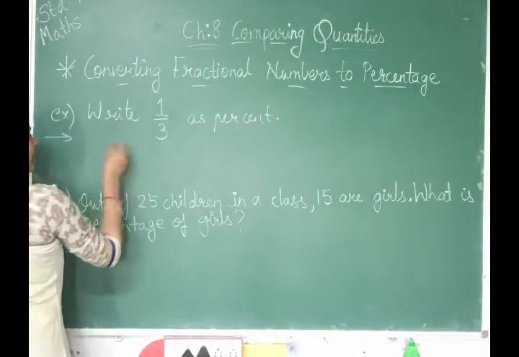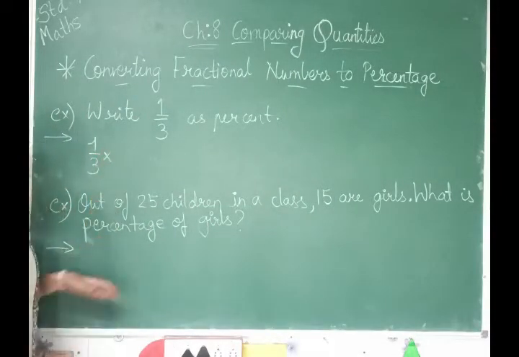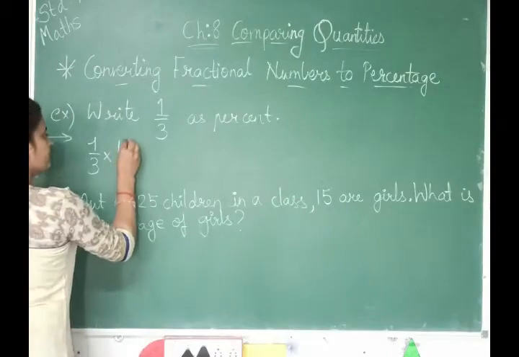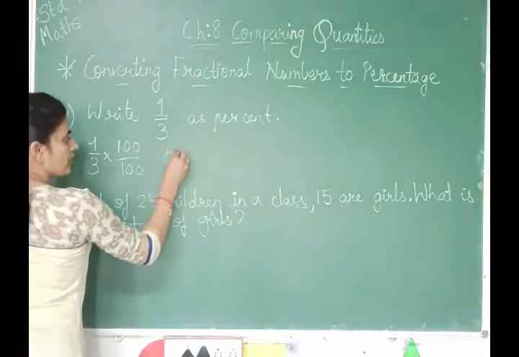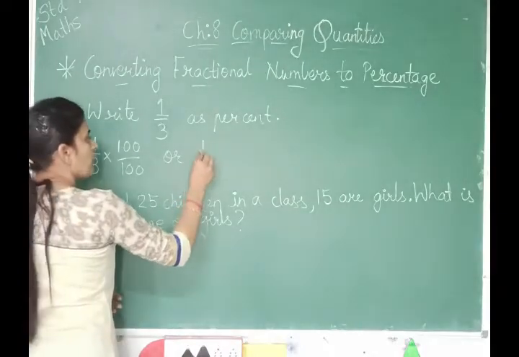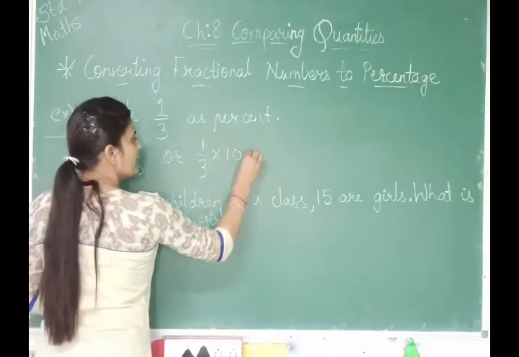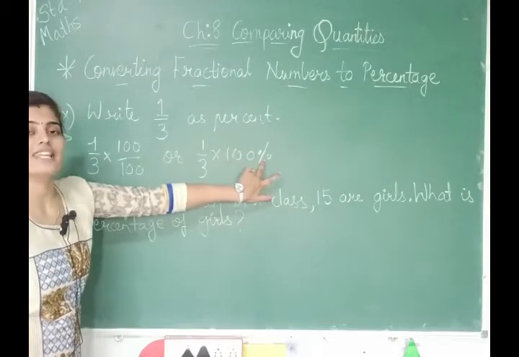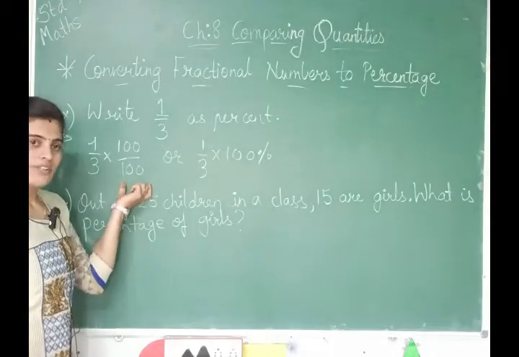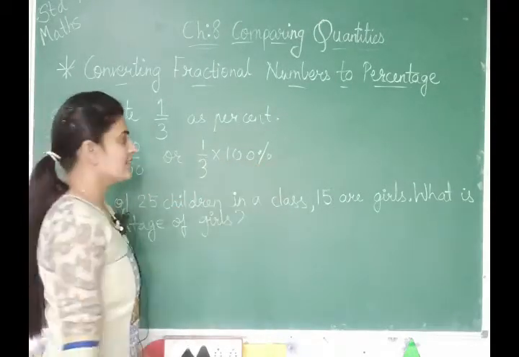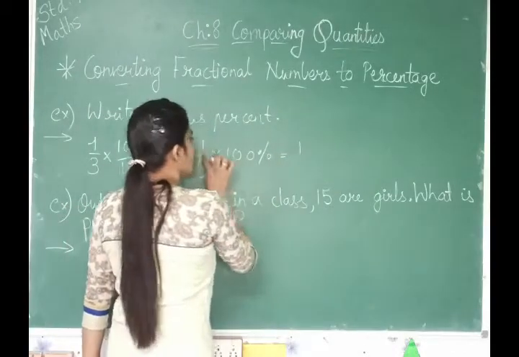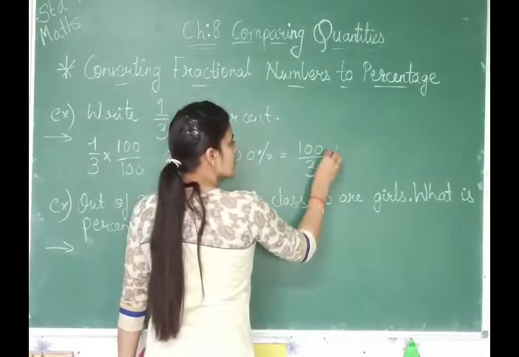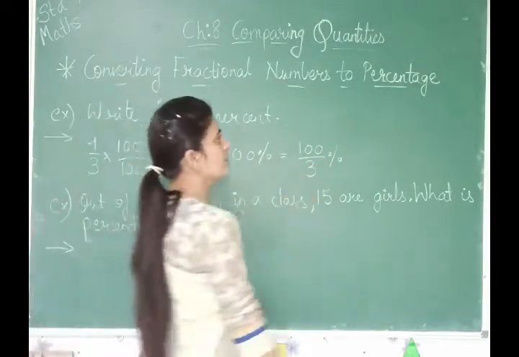So here 1 by 3. Now we need the percentage form, that means we need denominator 100. So multiply and divide by 100. Or you can do another thing: 1 by 3 multiplied by 100%. This percentage sign we put along with the 100. What does this percentage sign mean? Divided by 100. So directly write 100%. So this will be equal to 1 multiplied by 100, that is 100 divided by 3%. Now here you can do the division.